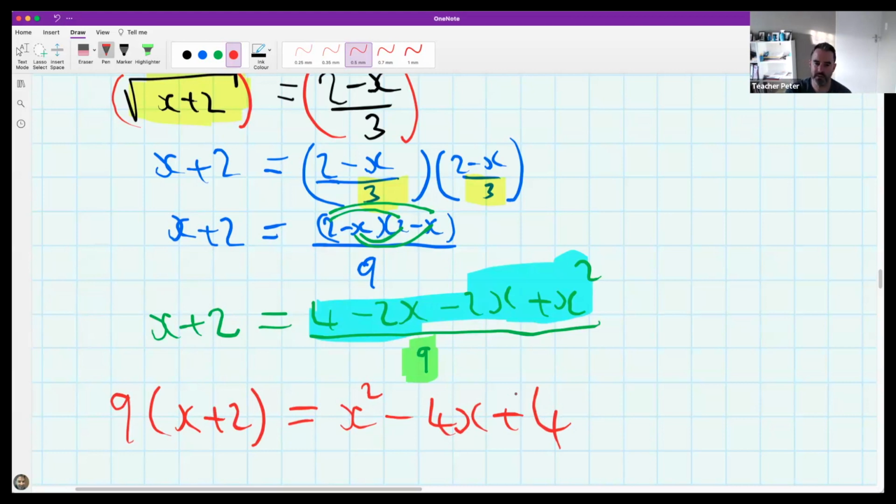Now, I want to see, can you go from here to getting me the solution? I'm going to give you some time, and I want you to try and solve for the value of x, and then tell me what it is, or if you get stuck, let me know in the chat or raise your hand.